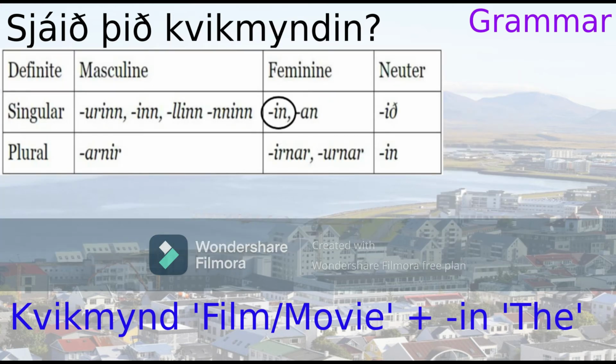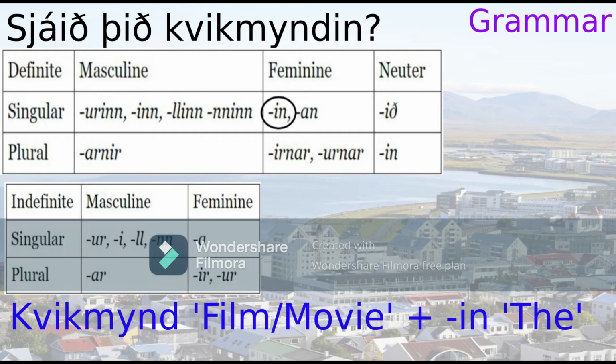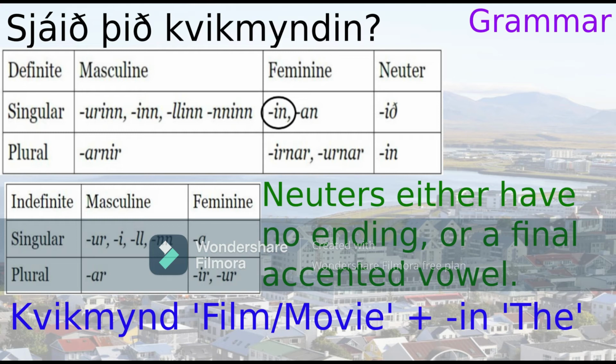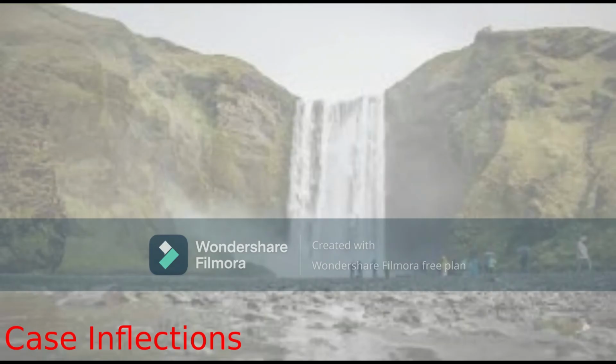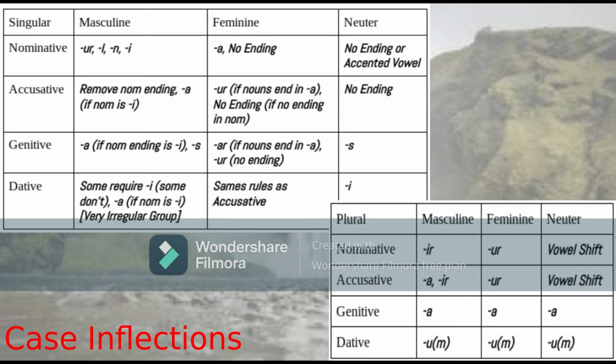Here, in is used because the word is feminine, and this is for the definite. There are also forms for the indefinite. Notice that for the neuter, there is no form used for the indefinite. Neuters either have no ending at all or a final accented vowel, but there are also case inflections. Case inflections meaning that the noun changes based on the grammatical function of the word. There are 4 cases: nominative, accusative, genitive, and dative. If you're familiar with German, then this won't be much of a surprise to learn.